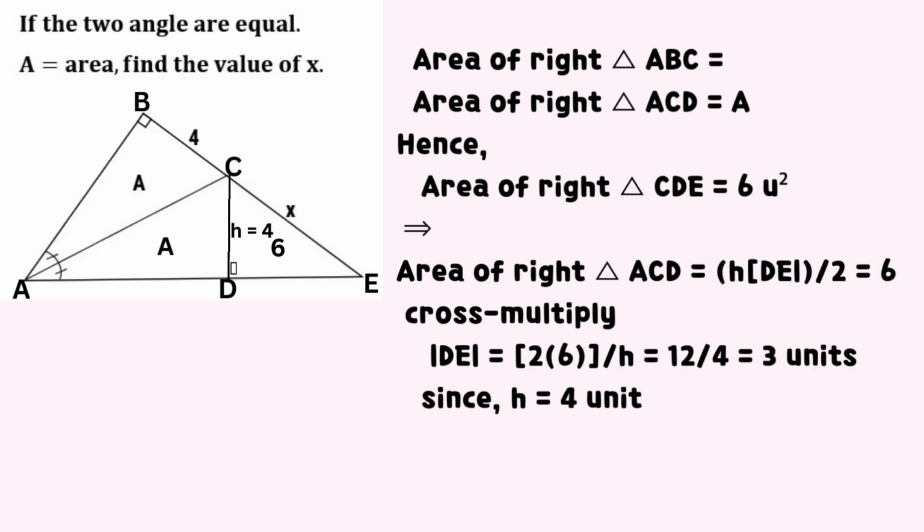Cross multiply and we have that line DE equals the product of 2 and 6 divided by H, which equals 3 units, since H equals 4 units.